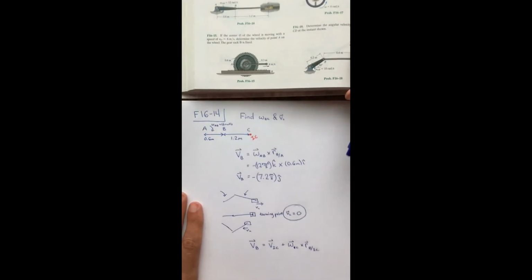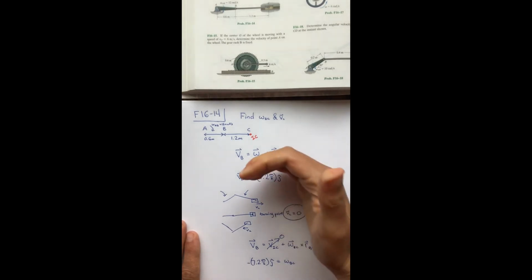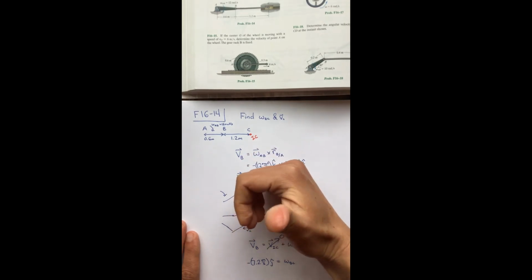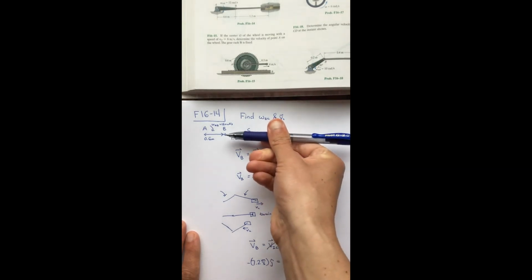And since this is the instantaneous center, that's equal to 0. I know the velocity of point B is negative 7.2 meters per second in the j hat direction. This is equal to the angular velocity, which is what I'm looking for. But I do know the direction that angular velocity is in, so it's going this way, so that's the positive k hat direction, so that's k hat crossed with the position of B from the instantaneous center, that's going this way.